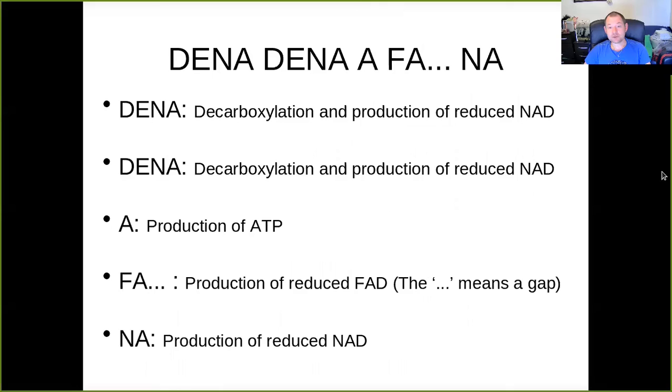DE is decarboxylation and production of reduced NAD. NA, decarboxylation and production of reduced NAD. A, production of ATP. FA, production of reduced FAD. NA, production of reduced NAD.